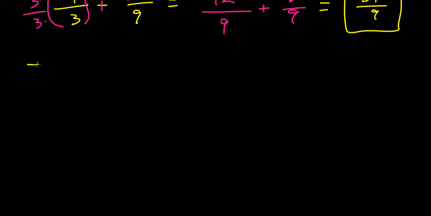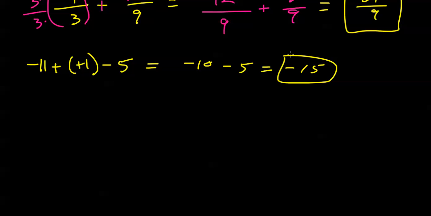Alright, how about if you get a string of positive and negative values? How do you handle this? Well, when I subtract a negative 1, that's like adding 1. So subtracting a negative becomes equivalent to adding a positive. Minus 11 plus 1 is minus 10. And minus 10 minus 5 is, of course, minus 15. Maybe that one was a little too soft. Alright, so we are now expert in adding and subtracting real numbers.